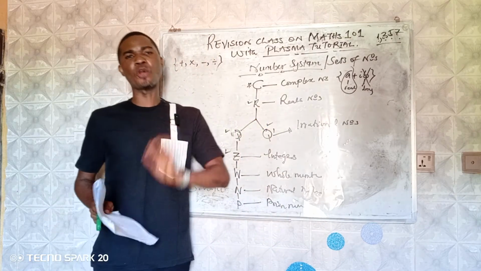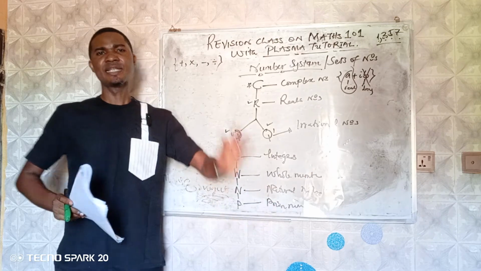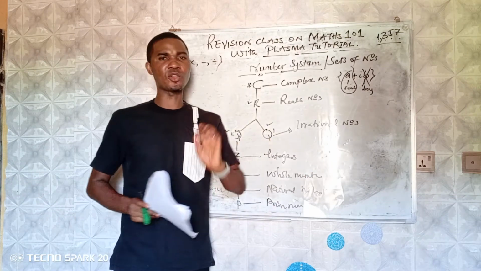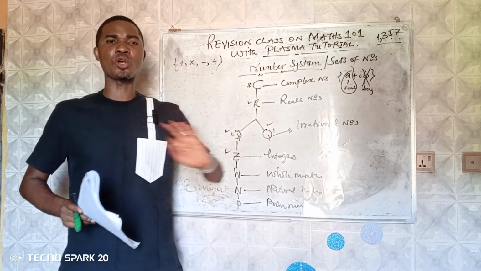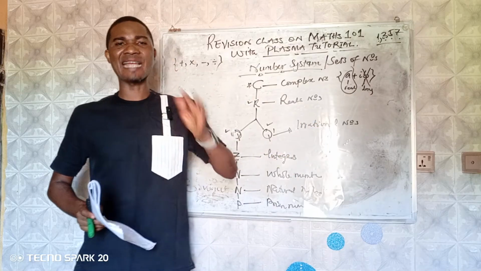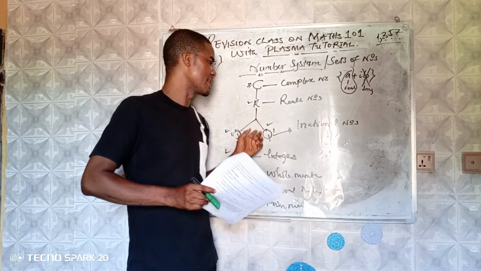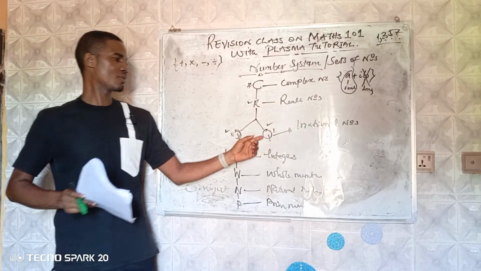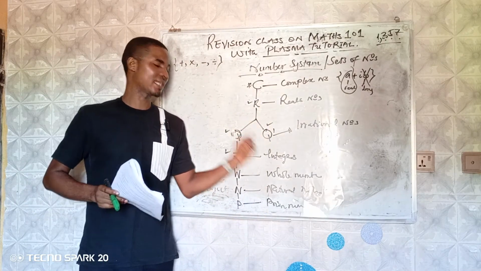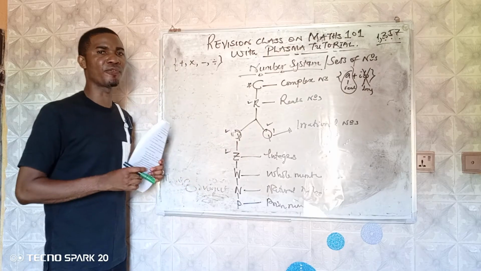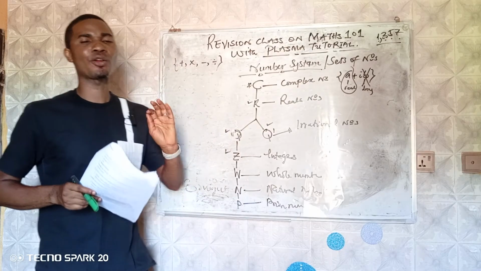Now, which set of numbers fall under these irrational numbers? The set of numbers that fall under these irrational numbers are numbers that are in their short form and numbers that are constant. These are the most important members of this system, the irrational numbers: numbers in their short form and numbers that are constant.